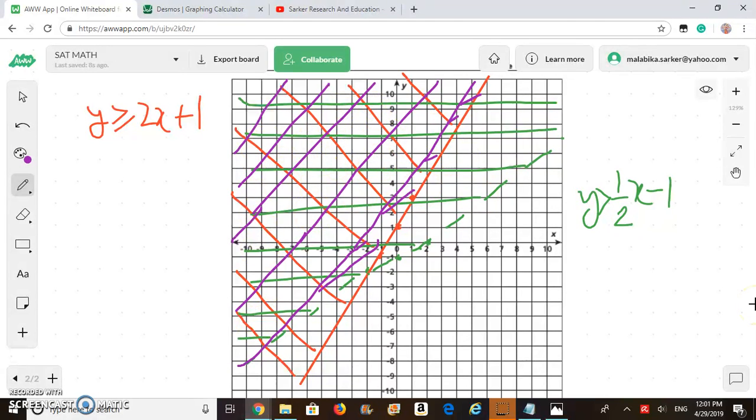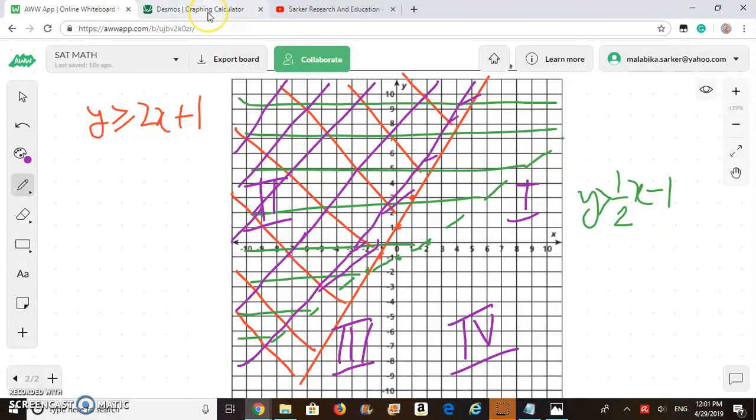Now if I label the quadrants, this is quadrant 1, this is quadrant 2, this is quadrant 3, and this is quadrant 4. We can clearly see that some of the solutions, this purple region here, are in quadrant 1, most of them are in quadrant 2, and some of them are in quadrant 3. Quadrant 4 has no solutions to this system because there is no overlapping region here.